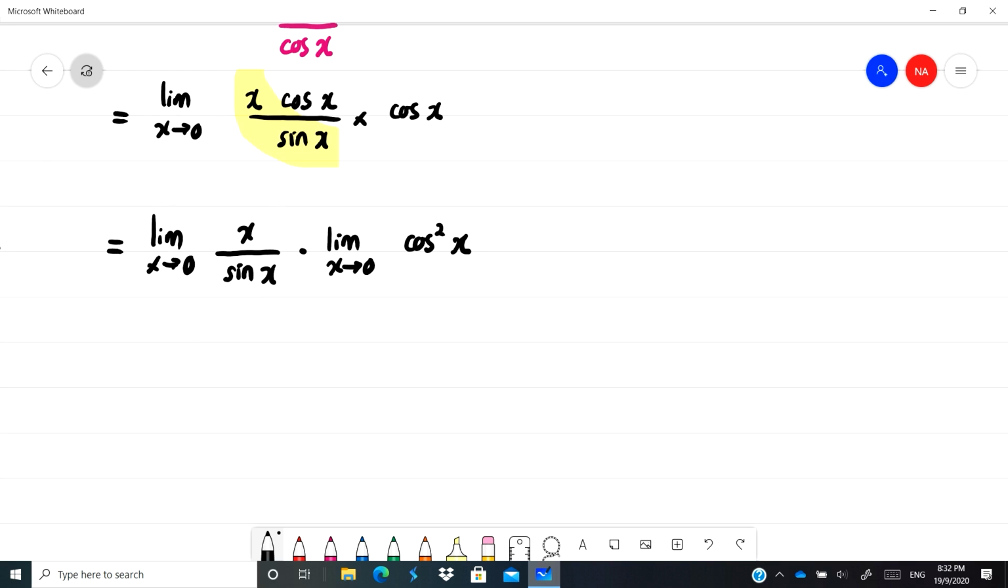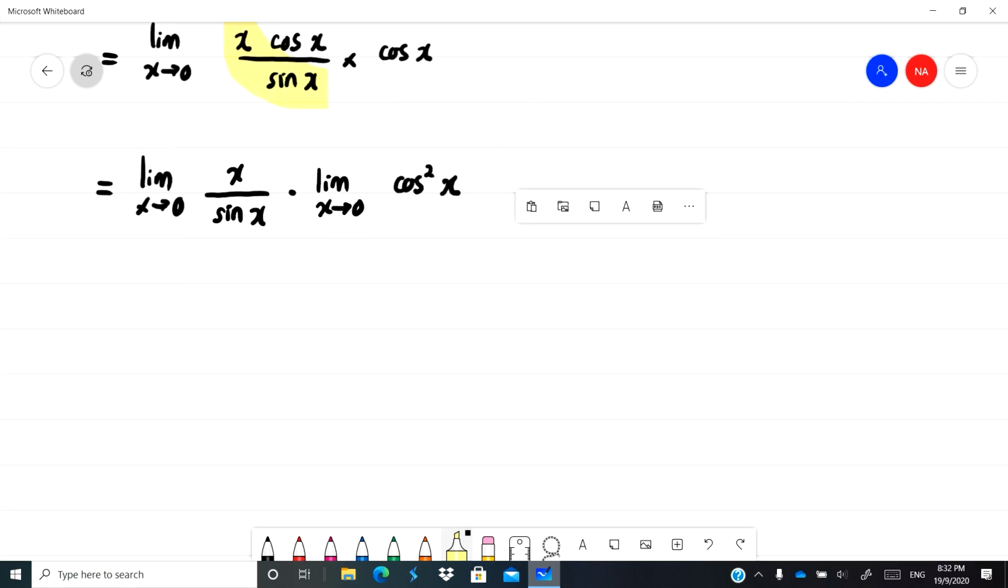So you have this, but this one is something quite similar to the squeezing theorem, but it's not the squeezing theorem. You cannot simply use the squeezing theorem yet. So what you have to do is put that sine x over x. So how are you going to do that?